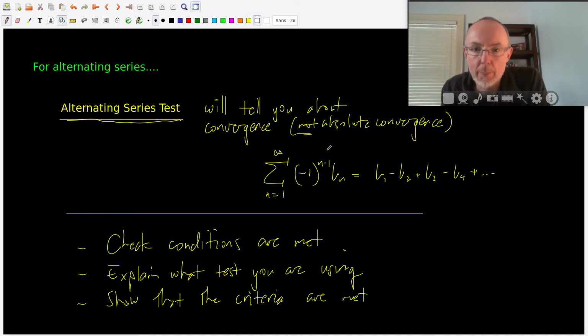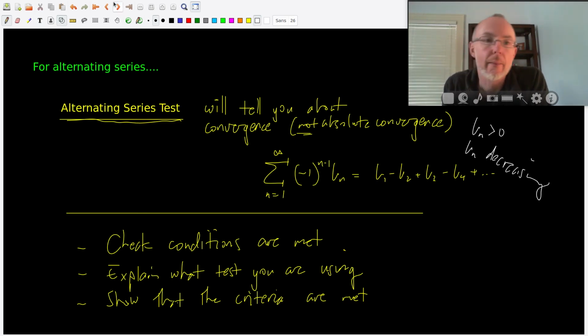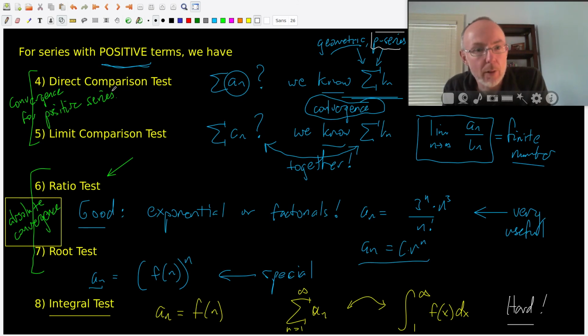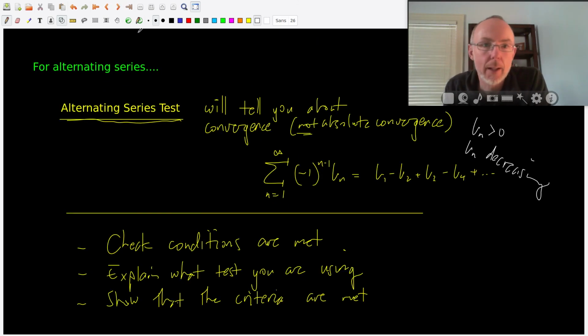By conditions, I mean for the alternating series test, for example, b sub n has to be greater than 0, and the b sub n have to be decreasing. There's another condition as well. There are similar conditions on the direct comparison and limit comparison tests. Make sure you've met those conditions and explain at the beginning of the problem that you have met those conditions.